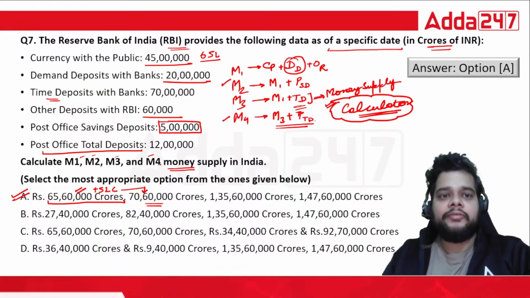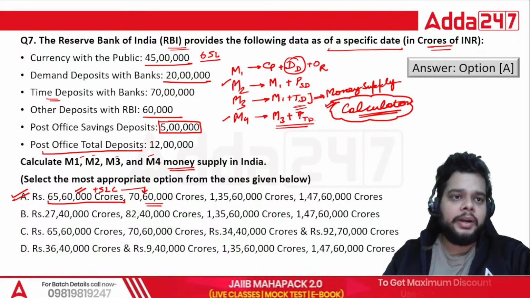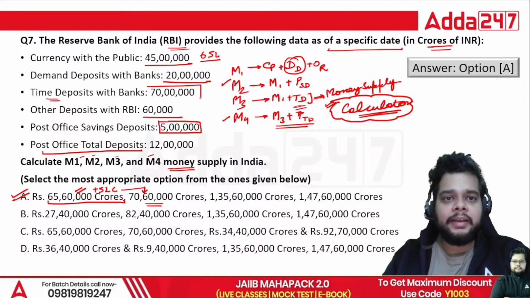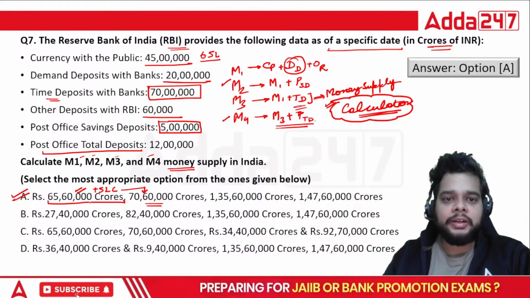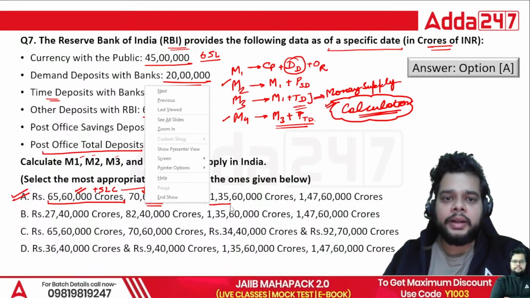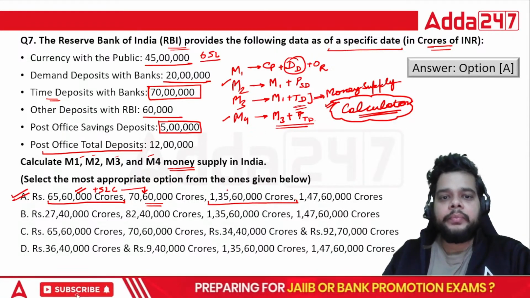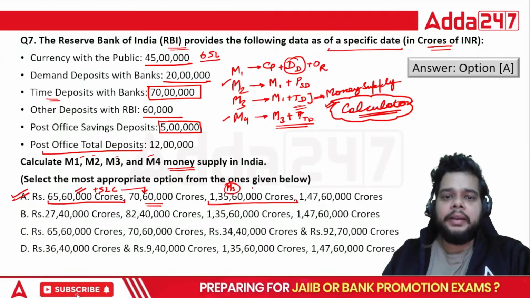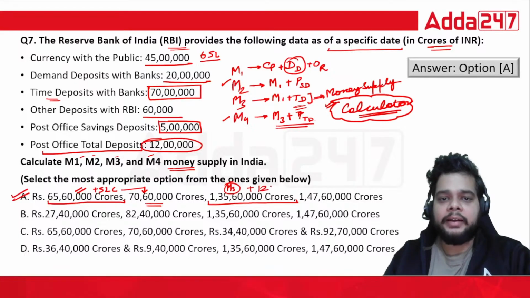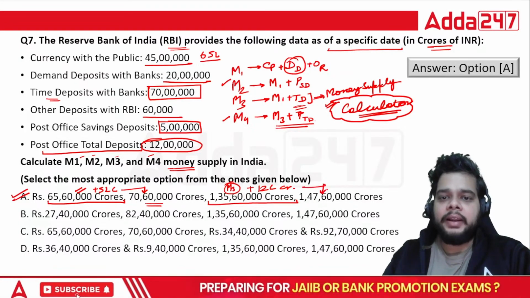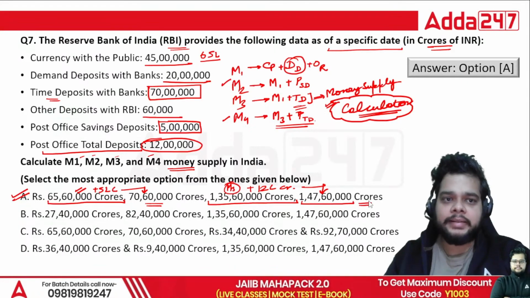After that, you have to calculate M3, which is nothing but M1 plus your time deposit. The time deposit is 70 lakh. To this 70 lakh, you add your 65 lakh 60,000 crore. You will get 1 crore 35 lakh 60,000 crore as M3, the money supply. To M3, you simply have to add the post office total deposits, that is 12 lakh crore, and you will get the final M4 as 1 crore 47 lakh 60,000 crore. Okay, so A is the right answer here.